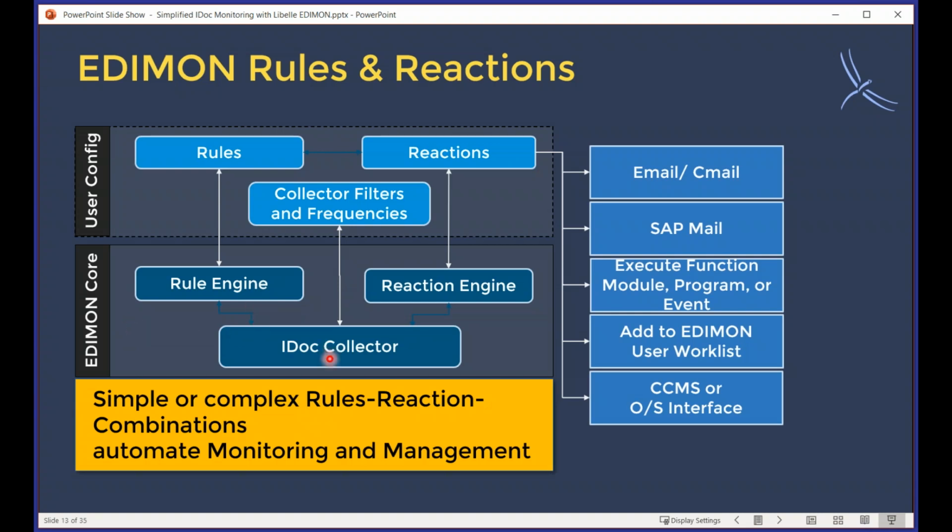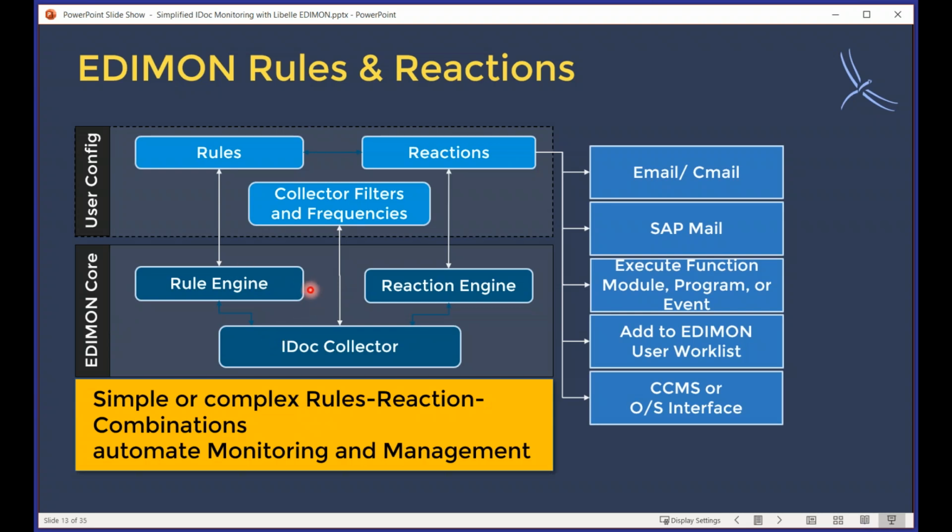So there is an IDoc collecting program, a rule engine, and a reaction engine. And then you simply change your configuration and say, oh, I want to set up an email notification upon certain statuses. You don't have to change the code for that. You just set the configuration. So there's a user layer and a core layer.